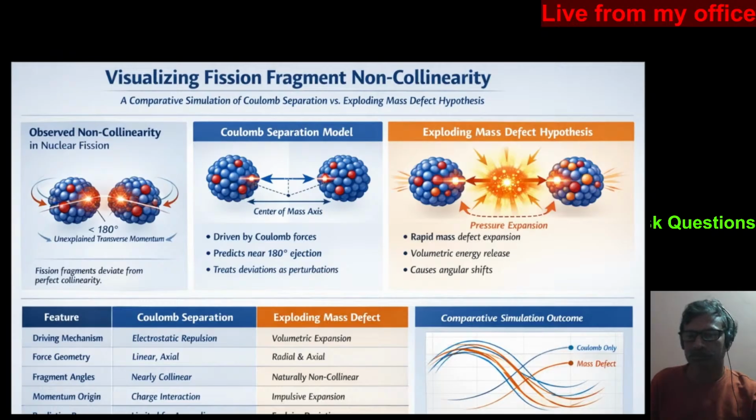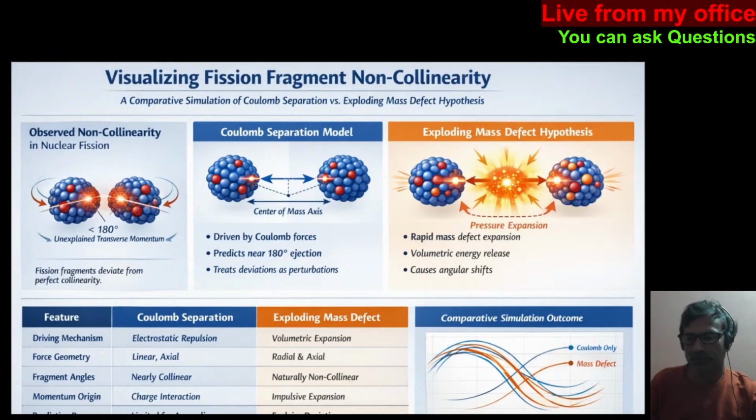This impulse can impart transverse momentum components to the fragments, naturally producing non-collinear trajectories that are subsequently preserved in the observed damage track geometry. 2. Excess transverse momentum components. Conventional framework. In a purely Coulombic model, no primary mechanism exists to generate significant transverse impulse at scission. Consequently, observed perpendicular momentum components are treated as unexplained residuals or as products of secondary processes.